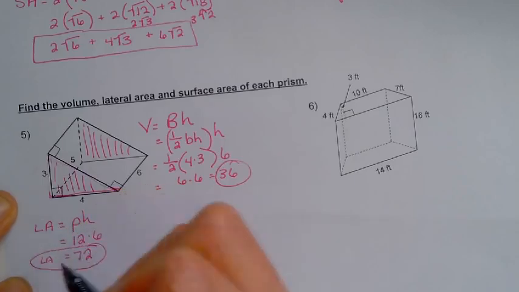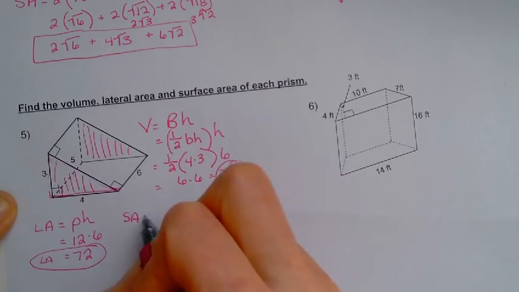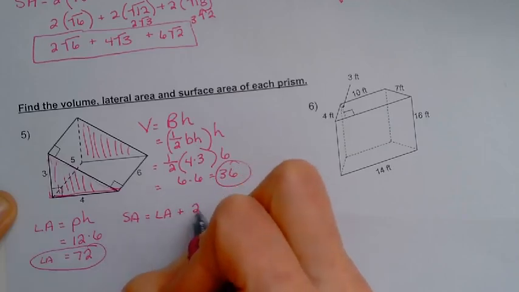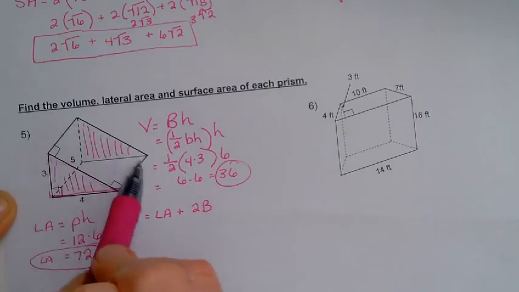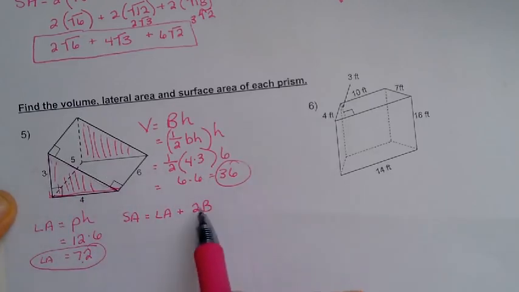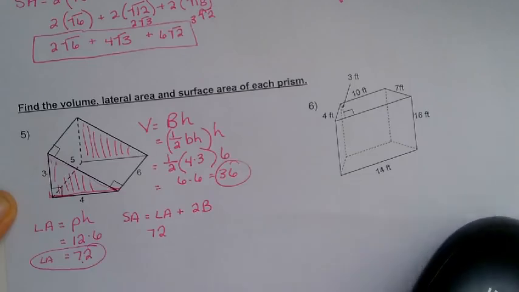Now to find the surface area, we're going to take that lateral area and add it to 2 times the area of the base. Right? The lateral sides are 72. Now we need to find the area of the bases, and there's 2 of them. Okay, so 72 is our lateral area, and just a second.